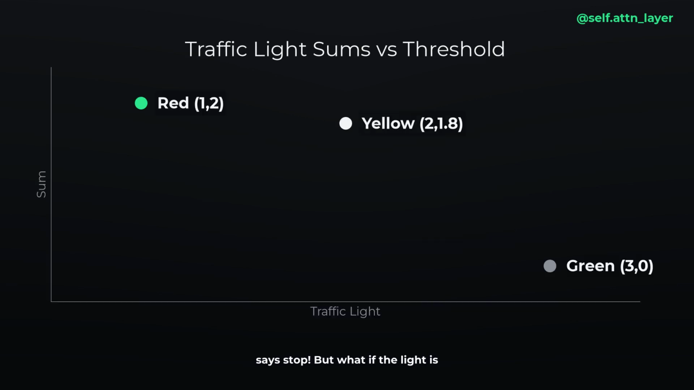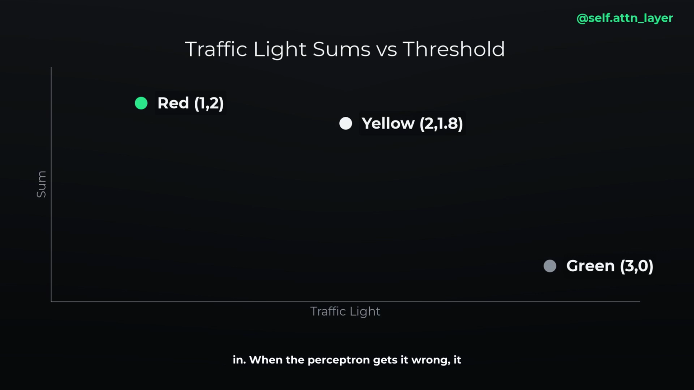But what if the light is yellow? The sum is (0.5 times 2.0) plus (0 times 0.5) plus (0.5 times 1.5) is equal to 1.0 plus 0 plus 0.75 is equal to 1.75. That's still bigger than 1.5, so the perceptron says stop. But we know yellow usually means slow down, not stop.